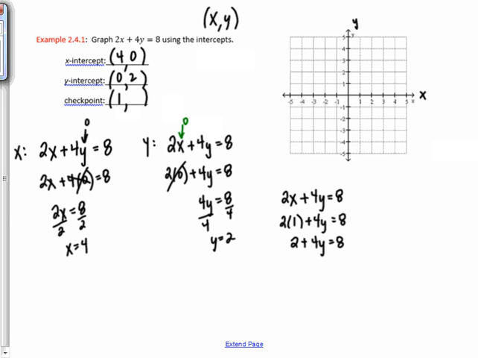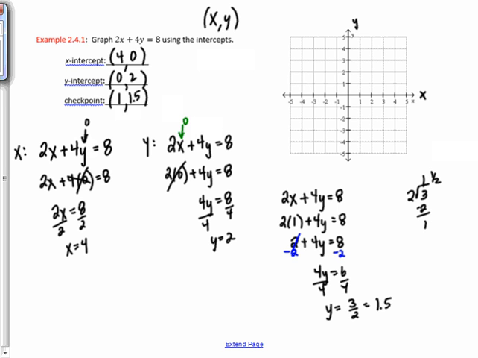If I subtract the 2, then 4y equals 6, and if I divide by 4, y equals, reduce it to 3 over 2. Well, that's kind of hard to plot, so let's change it. How many times does 2 go into 3? One time with 1 left over, so 1.5. And now we can plot all those 3 points.